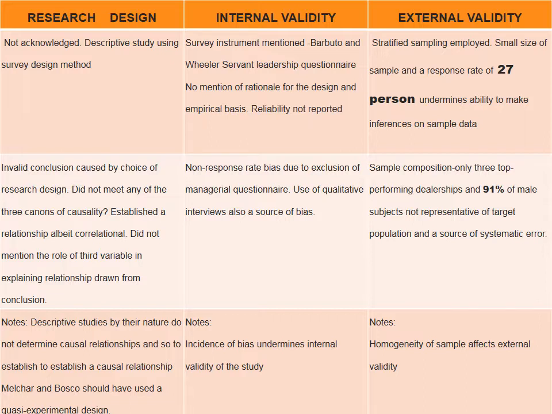Concerning the composition of the sample, the random selection of only 3 top-performing dealerships and 91% male subjects constitute a systematic error which adversely impacts the validity of measurement and consequently undermines the quality of the findings. The homogeneity of the sample undermines the external validity of the study.